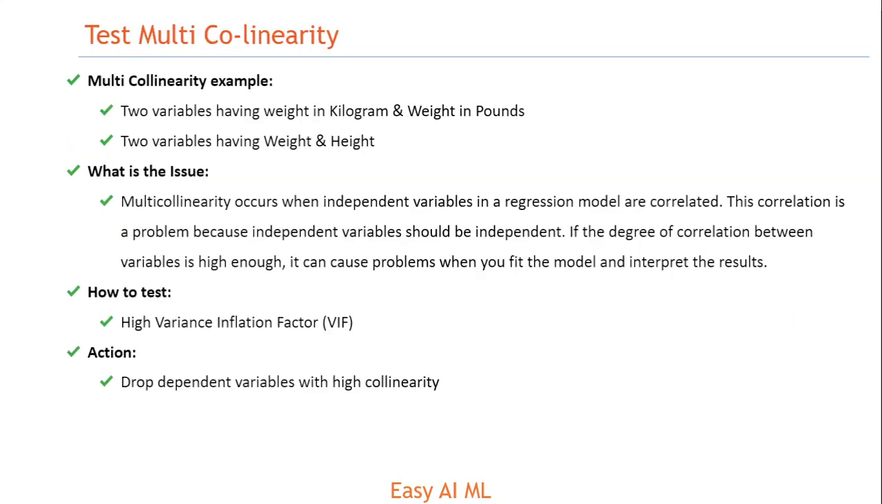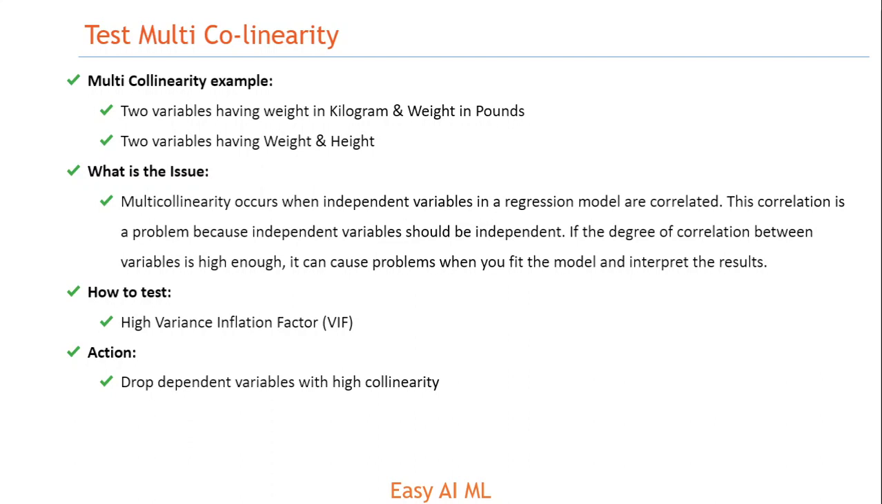After we test the correlation, we also test multicollinearity. Multicollinearity is, for example, two variables having weight in kilograms and weight in pounds, or two variables having weight and height. The issue is that there is a larger number of independent variables in a regression model. These are correlated, and this correlation could be a problem. This can create overfitting of a model.